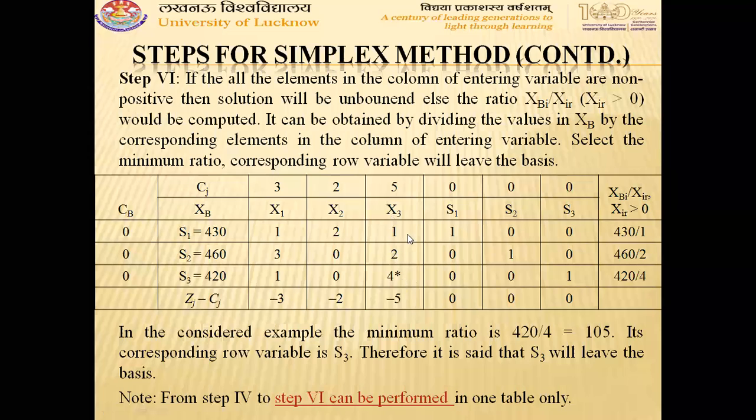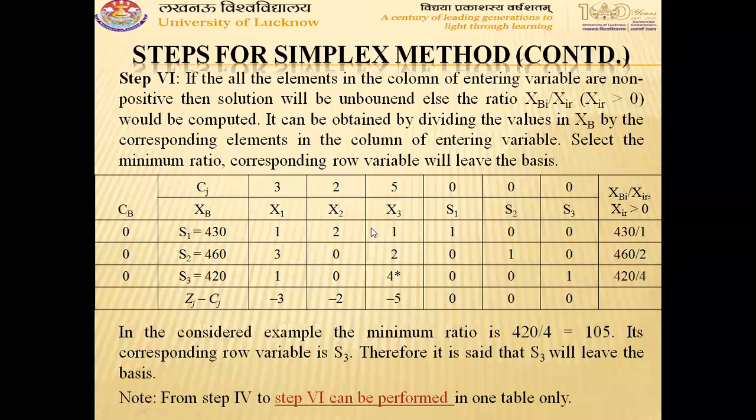If the elements in the column of the entering variable are 0 or negative, we cannot calculate the ratio, and in that situation we say that the solution is unbounded. Otherwise, we calculate the ratio. Here the ratio is calculated.